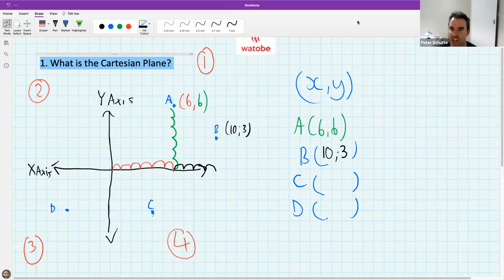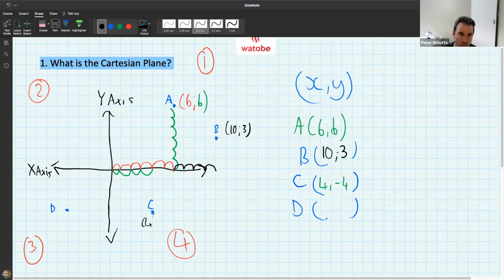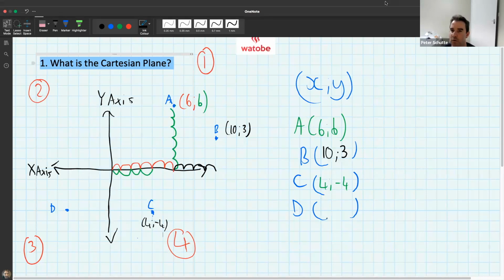Who's got C? Who would like to share with their beautiful voice what they think C is? And remember, it's just about sharing your thinking more than it is about being perfectly correct. 2, 3, 4. And then 1, 2, 3, 4. But we need to be careful because it's in a different quadrant. So it's going to be (4, -4). So watch out for C. It has a negative part because it's going down to get here. So this would be (4, -4).